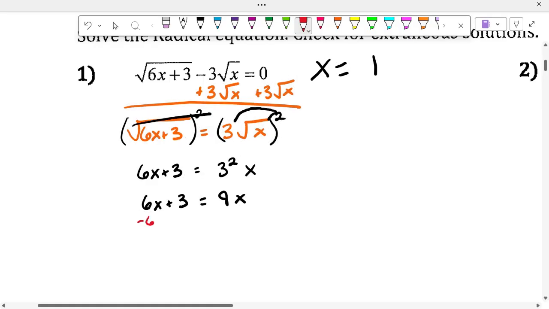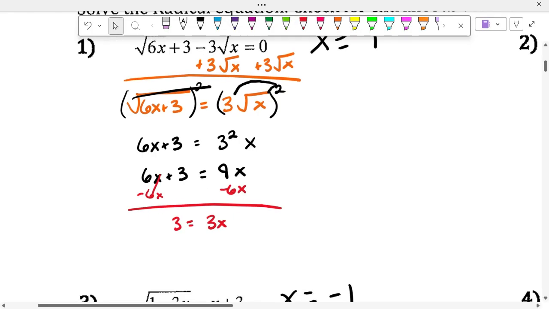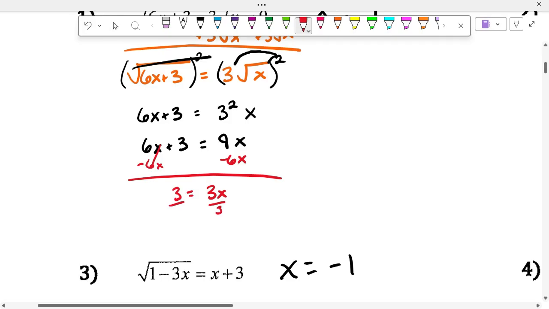So then I'll subtract the 6x over to the other side. 3 is equal to 3x. And then divide both sides by 3. X is equal to 1.